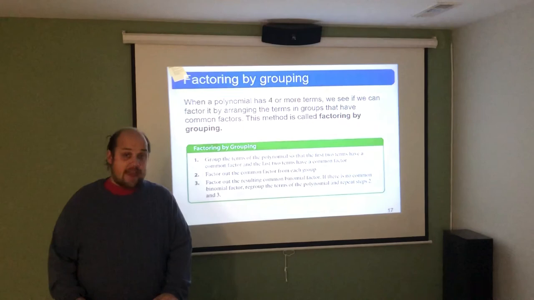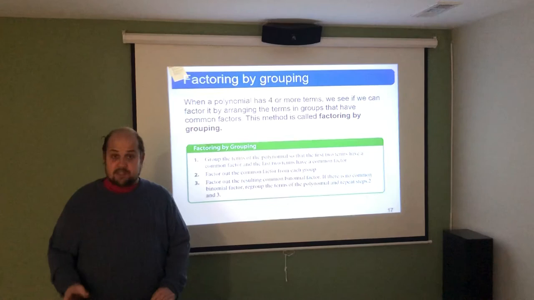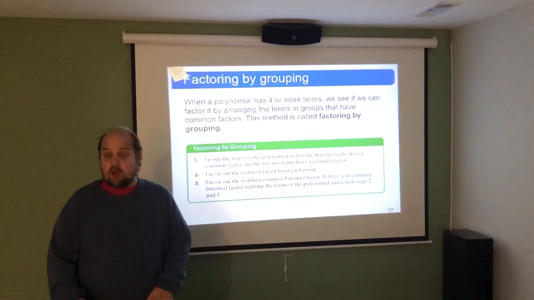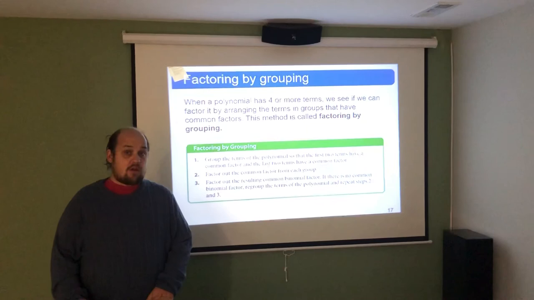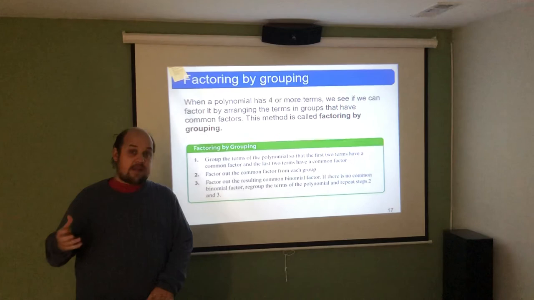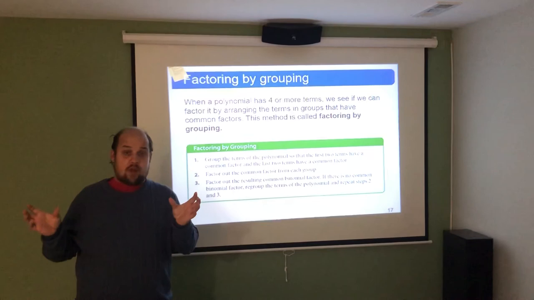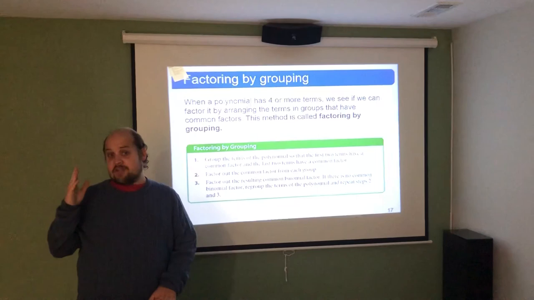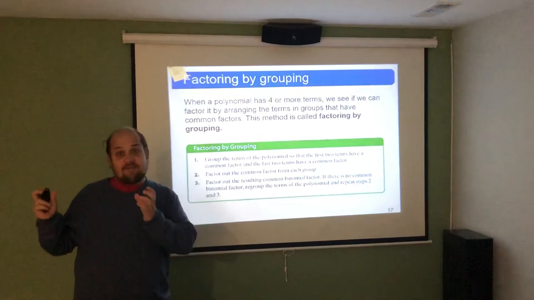When I say a common binomial factor, let's say I start with 3x plus 3. If I factor the common factor of 3 out of it, what's left behind is x plus 1. If I then have another part of the problem that says plus 4x plus 4, and I factor a 4 out of that, 4x plus 4 becomes 4 times x plus 1. That's when they have that common binomial factor, x plus 1. The first two terms gave us 3 times x plus 1. The next two terms gave us 4 times x plus 1. When you factor by grouping, your goal is to have the parentheses that come after both be equal to each other.